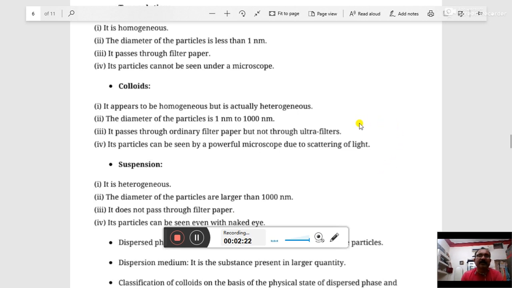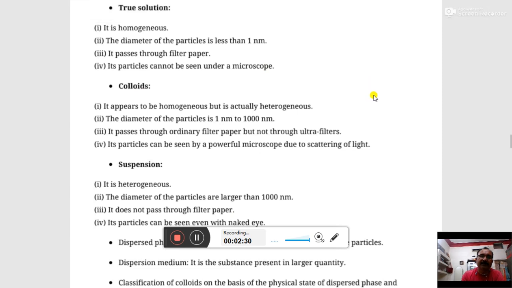And next we have the colloid solution. Colloid solution is a type of solution which is intermediate between the true solution and suspension. Here, the solute size is more than 1 nanometer but less than 1000 nanometer. That means the solute particle diameter is between 1 nanometer and 1000 nanometer. It is intermediate between heterogeneous and homogeneous, just like a paste type of solution.